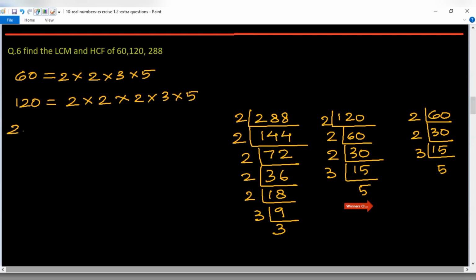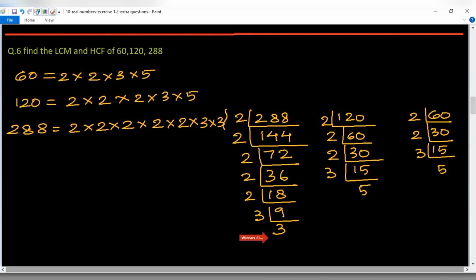And 288 is, 2 comes how many times? 1, 2, 3, 4, 5. 5 times 2. And again 2 times 3. Okay. See, these are the prime factors of the given numbers. Now we have to take the HCF and LCM.